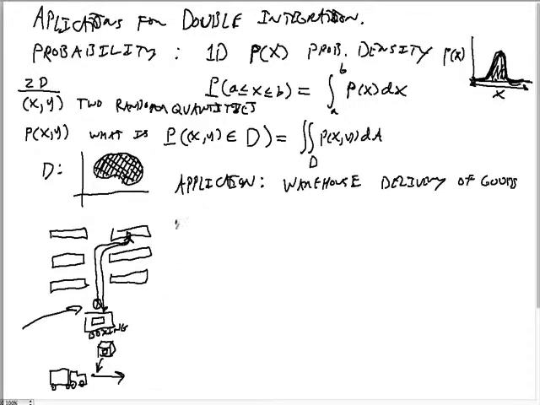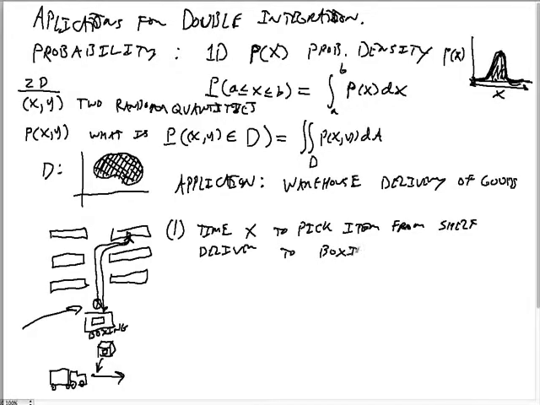We can think of this as happening in two stages. One stage is the time it takes, which I'm going to call X, to pick the item from the shelf and then deliver it to the boxing area. And then there's another time, and we'll call that Y, to box.